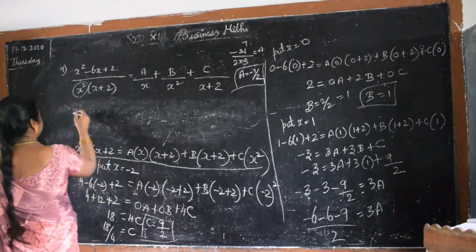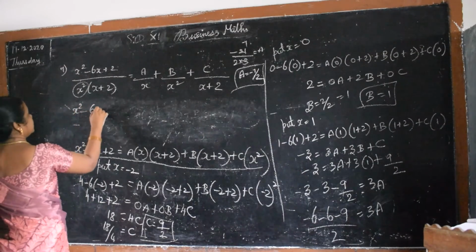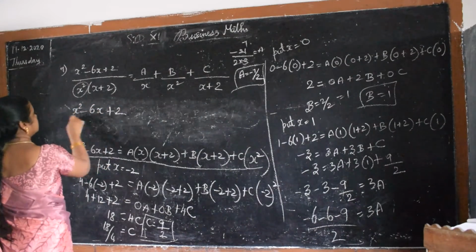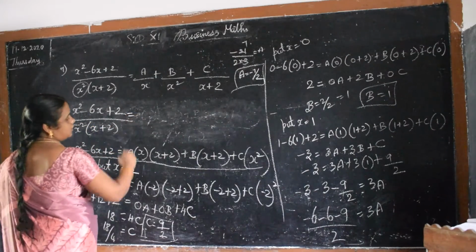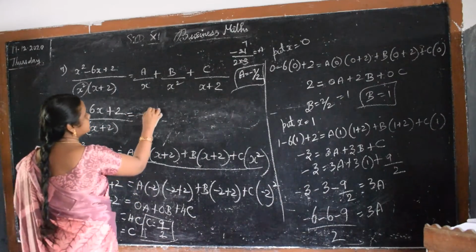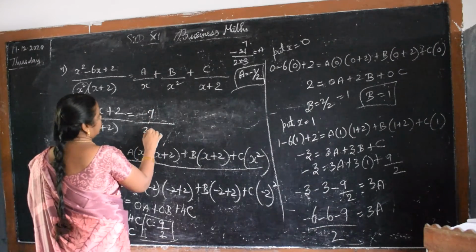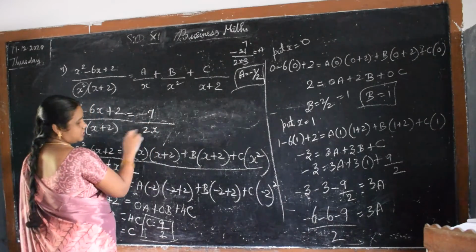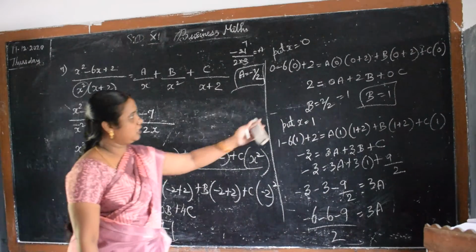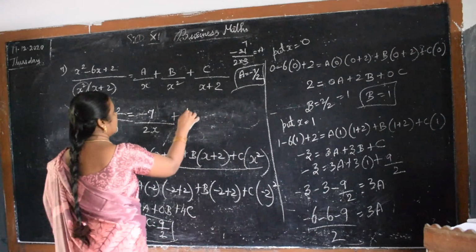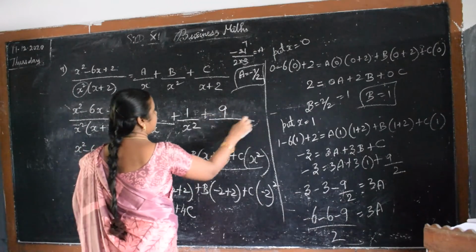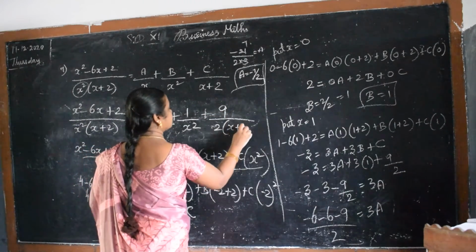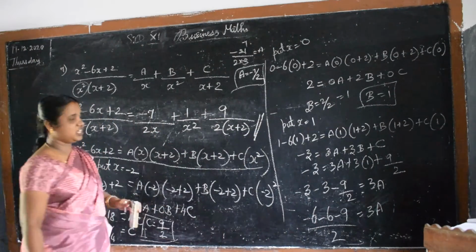What is the last step? (x² − 6x + 2)/(x²(x + 2)) is equal to, our value of a is −7/(2x). We have to write this x. Next, what is the value of b? b can have 1, so 1/x². Our c value is 9/2, so 9/(2(x + 2)). This is the answer. Have you understood, children?